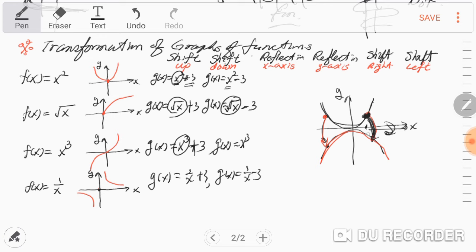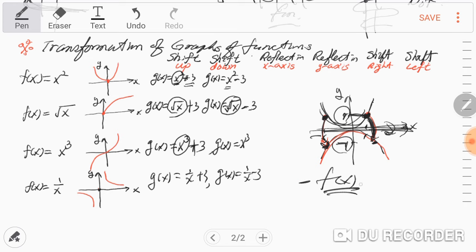So let's say when x equals 1, y is 1. But once you reflect across the x-axis, the y value is now negative 1. And even this one, let's say x equals negative 1, then y is 1. And then if you reflect it, it becomes negative 1. So if we want to reflect a graph across the x-axis, the positive y value becomes negative y value. So this is the y value. So once you reflect it, then this becomes negative.